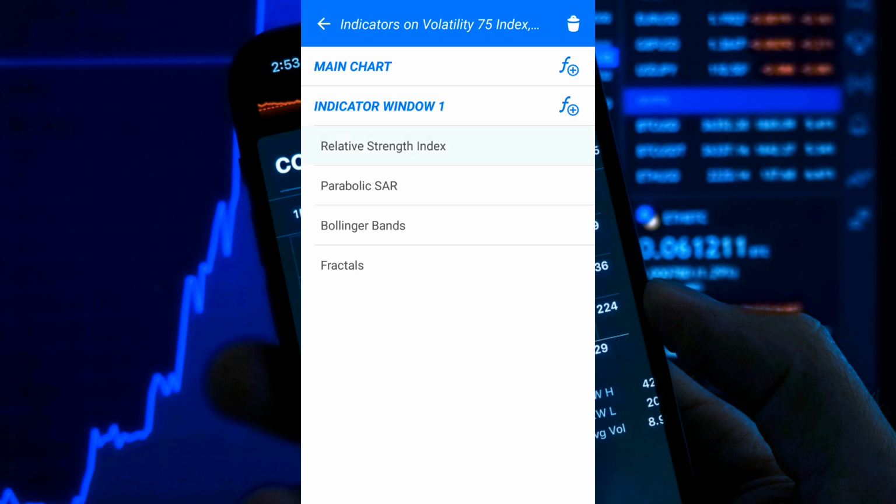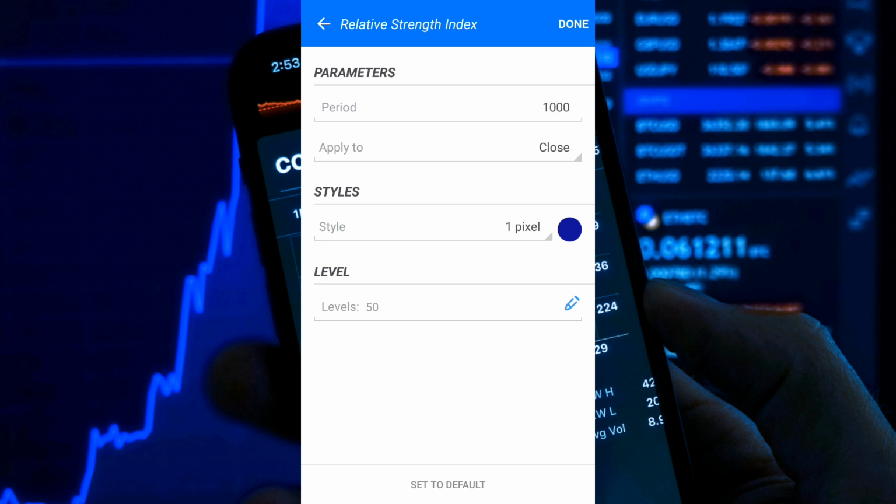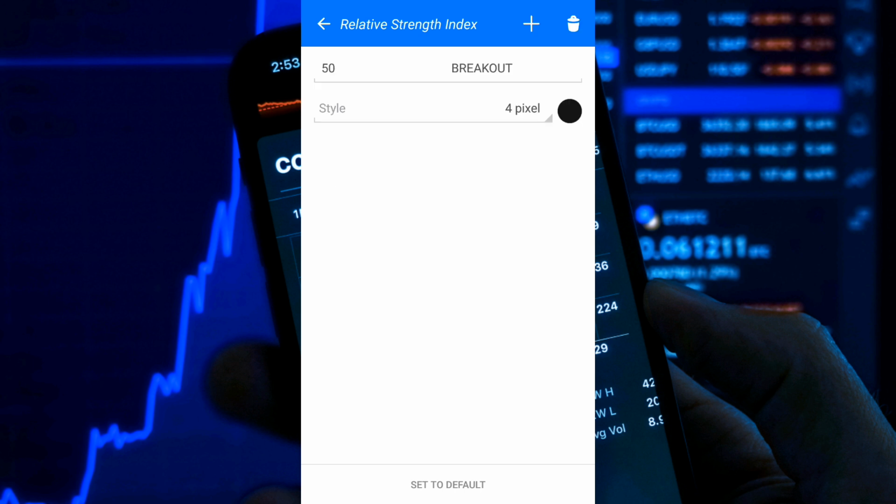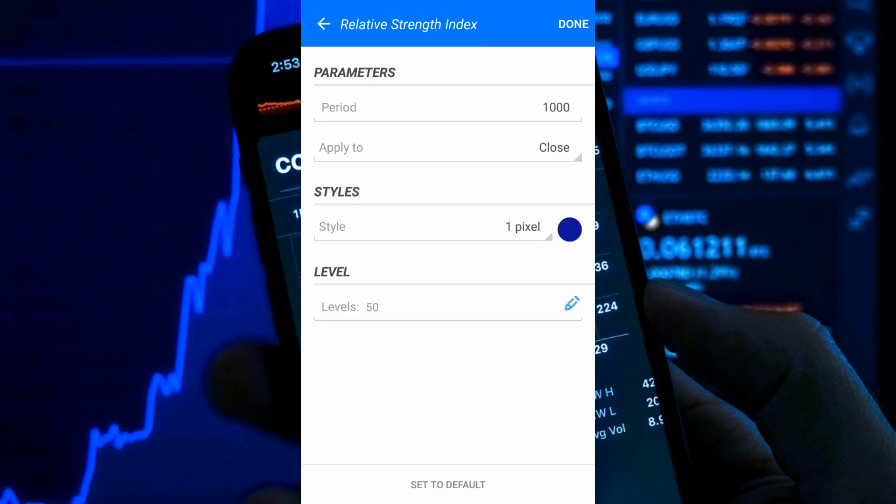Now, the settings for the RSI are as follows: period 1000, apply to close, style 1 pixel, and the color is blue. The levels, just 50 level, and we term this level just as a breakout. And the color you can decide, for avoiding confusion's sake, you can decide to have the same color just as me for the startup. The second indicator is the parabolic SAR, and should have the following parameters: step 0.005, maximum 0.05, style 4 pixel, and the color is pink. No levels are needed for this parabolic SAR.